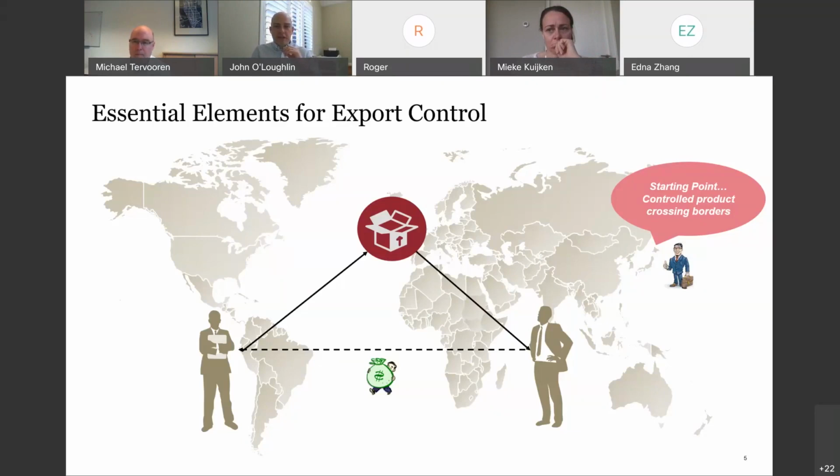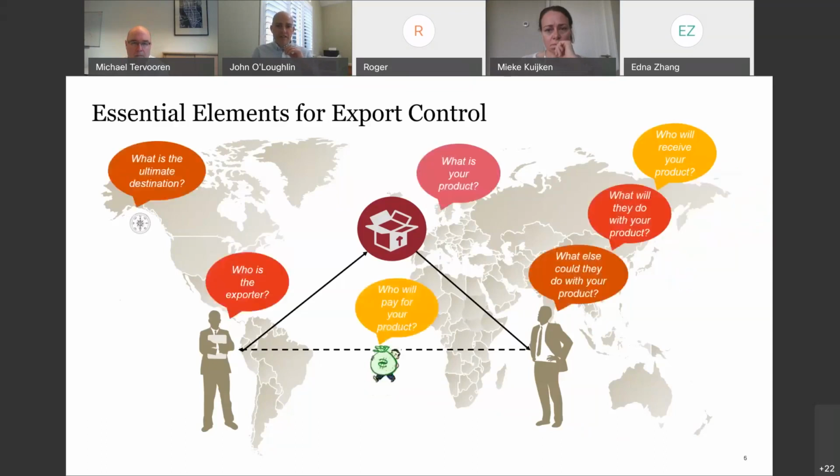But simply speaking, on this slide, the starting point is controlled products crossing an international border, and what steps do I need to undertake? So Mika, if you just move to the next slide, we break this down into very simple questions and simple steps. What is your product? What is the destination? Who is the exporter? What will they do when they receive the product? And what could they do with the product in terms of potential diversion, and ultimately who will pay?